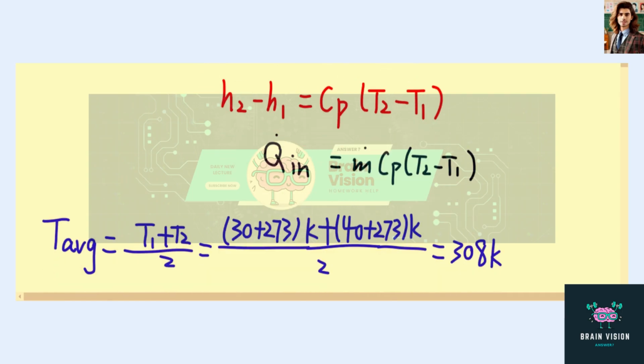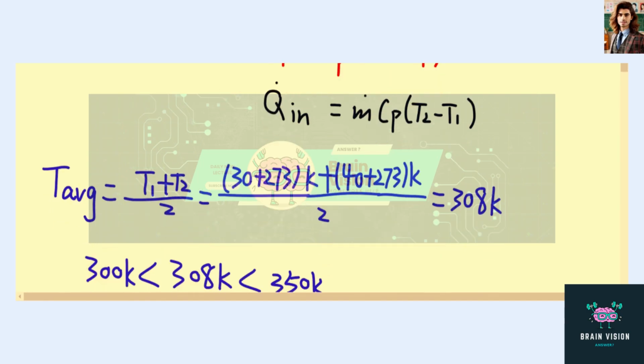So in this question, in order to determine the specific heat of air at constant pressure, we need to use interpolation, since there's no exact specific heat of the air at constant pressure for the temperature that was given from the question. So first we need to determine the average temperature. So the average temperature is T1 plus T2 over 2, which is 30 plus 273 Kelvin plus 40 plus 273 Kelvin over 2, since the temperature range is between 30 degrees Celsius and 40 degrees Celsius. If we convert to Kelvin, we have something like this. So eventually we have the average temperature is about 308 Kelvin.